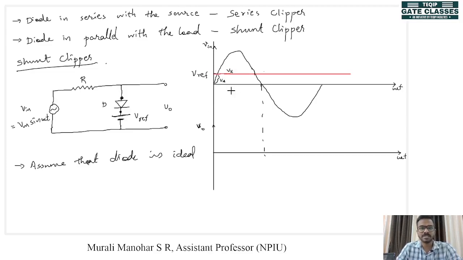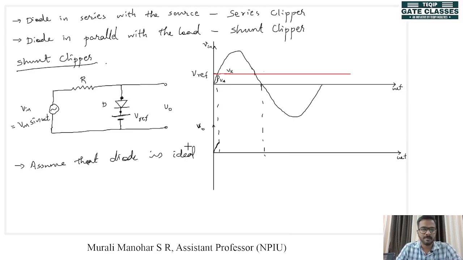So obviously the diode will not turn on. So when you look at the circuit, the diode part will be open circuit. So this doesn't come into picture, and at the output we'll get the input, right? Input is directly connected to the output when the diode is turned off. So until this Vref, we'll get the output same as the input.